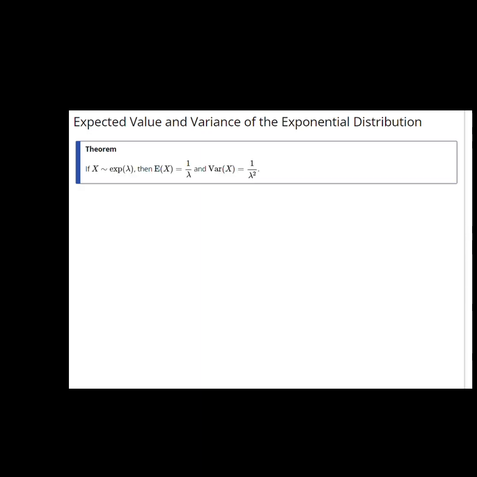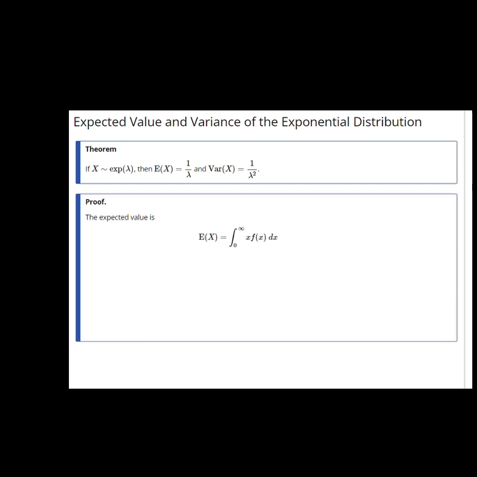Now let's calculate the moments of the exponential distribution. Suppose x has an exponential distribution with parameter lambda. Then the expected value of x is 1 over lambda, and the variance of x is 1 over lambda squared, the square of its expected value.